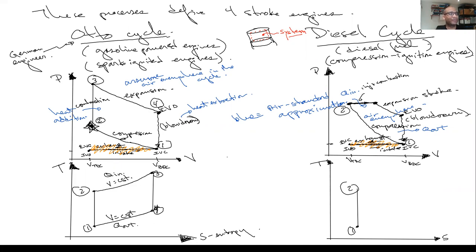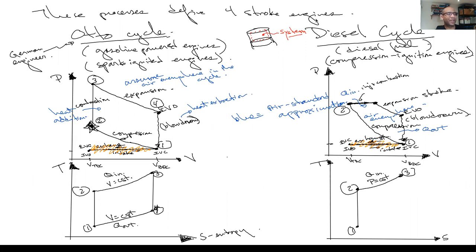Then we have heat addition, but here we have heat addition at constant pressure. So now we have heat addition. Zoop. Except this is a P equals constant line. Q in. So I'm adding heat, so entropy has to go up. But the pressure is constant, so the temperature also goes up, and then we end up with a higher temperature and a higher entropy. Kind of looks exactly the same. It turns out the slope of the constant volume and the constant pressure line are a little bit different.